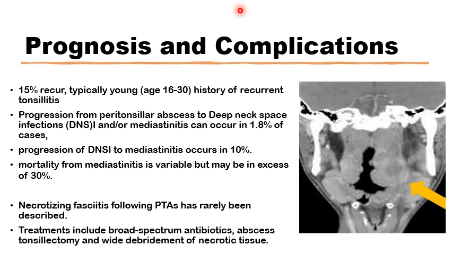And finally, to the prognosis and the complications of the peritonsillar abscesses. About 15% would recur, typically the young and those with a history of recurrent tonsillitis. Progression from a peritonsillar abscess into a deep neck space infection like a parapharyngeal or a retropharyngeal abscess would occur in about 1.8% of the cases, and in turn, this 1.8% of the cases may develop mediastinitis in about 10% of them. This is a fearful complication because the mortality rate is in excess of 30%.